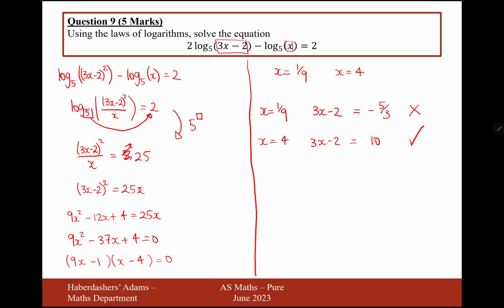Because when we substituted x equals 1 over 9 into this first logarithm, it gave us a negative, this means that 1 over 9 is not a valid solution. So the only valid solution for this question is x equals 4. So there we are, that's the answer to question 9 with a total of 5 marks. Let's now move on to question 10.